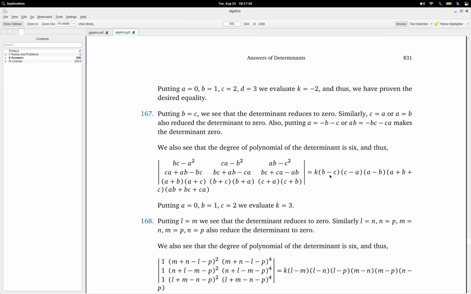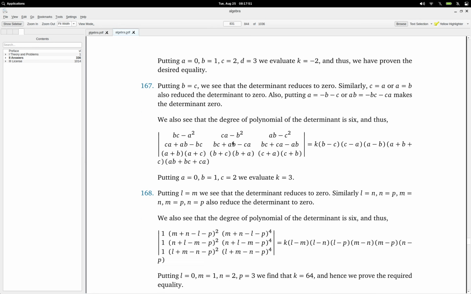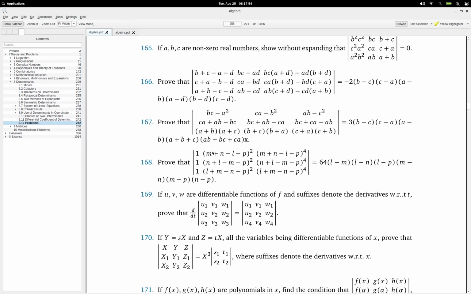We see that the degree of the polynomial of the determinant is 6, and thus the determinant is equal to k times (b minus c) times (c minus a) times (a minus b) times (a plus b plus c) times (ab plus bc plus ca). Now we put a is equal to 0, b is equal to 1, c is equal to 2, we evaluate k is equal to 3, and thus we have the equality.